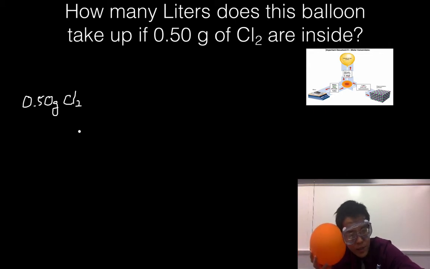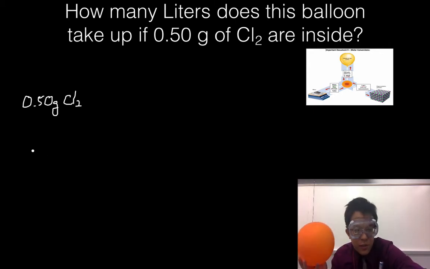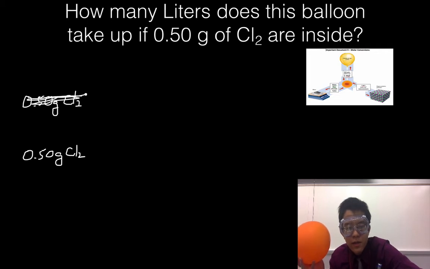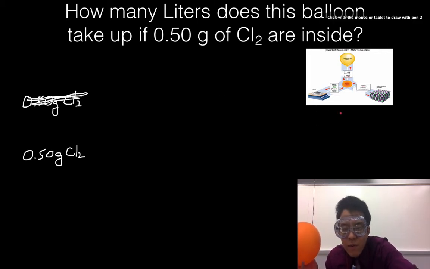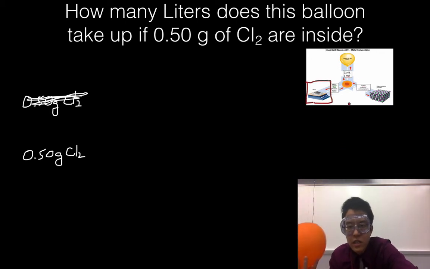Okay, so let's think about this. I'm going to move this down a little bit so I have more space. I know I'm going to write a plan. Let me use a different color. Let's start with red. I know I'm at grams, so I know I'm right here, and I know I need to get to liters.